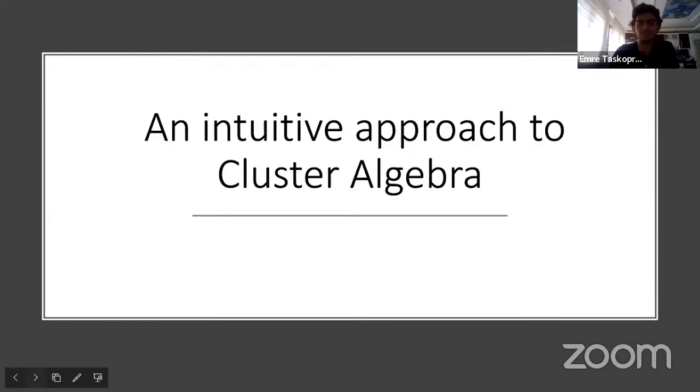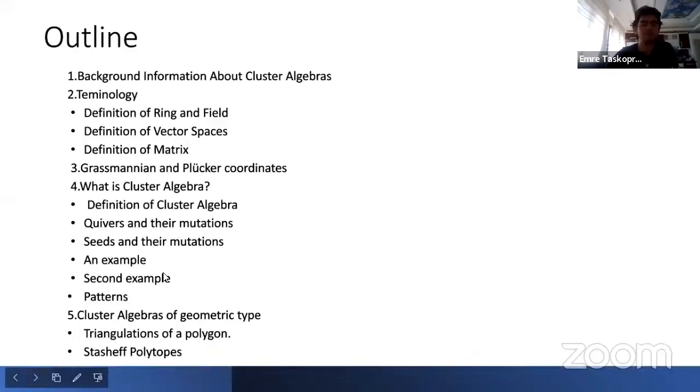The topic of the talk is an intuitive approach to cluster algebra. First, in the outline, I'm going to tell you about the background information about cluster algebras, and then we're going to mention the basic terminology of the special algebraic structures that we need in order to make sense of cluster algebras. And then we're going to talk about Grassmannians and Plücker coordinates. In the middle of the presentation, the heart of the presentation, there's the definition of cluster algebra. Then the cluster variables, which are quivers and seeds.